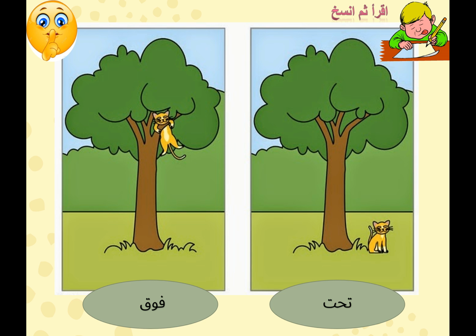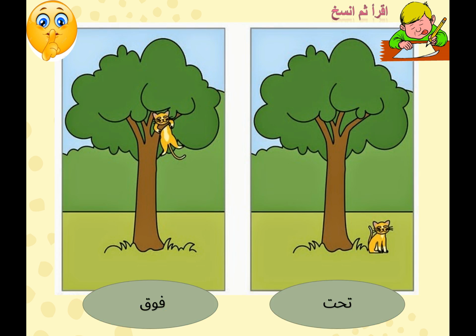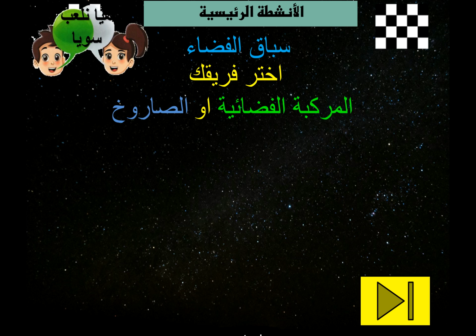Then I show them some picture examples for down, up, and they have to read and also write the examples as sentences. For example, the cat is down the tree. In Arabic, القطة تحت الشجرة. For example, again, القطة فوق الشجرة, the cat is up the tree, and so on for all the pictures.